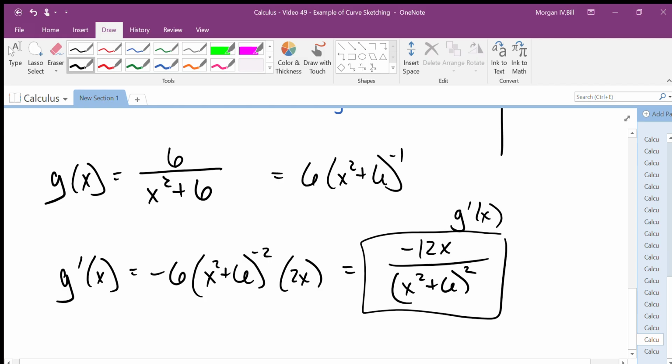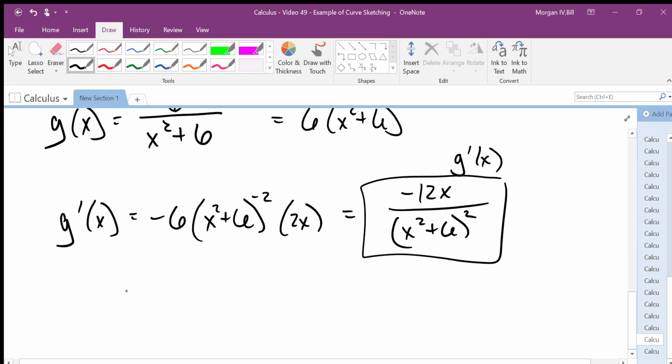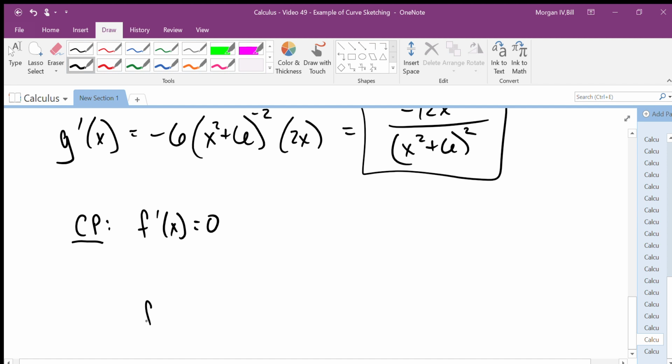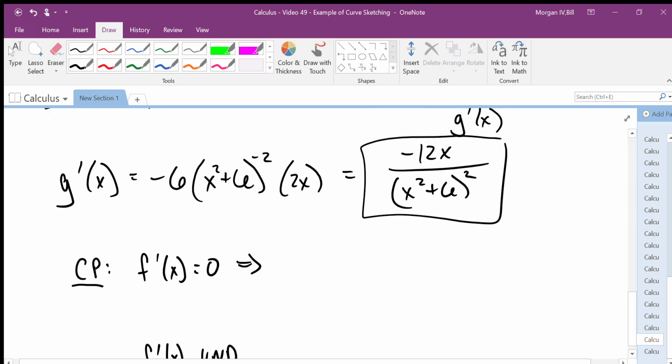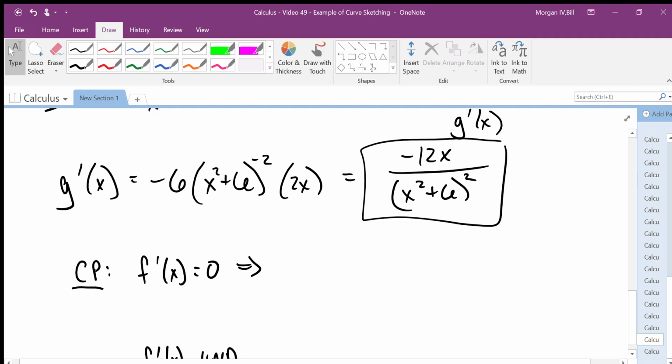Okay, so the critical points. We'll need to find critical points. Critical points occur when the first derivative is equal to 0, or when the first derivative is undefined. So when is the first derivative equal to 0? That would occur when the numerator is equal to 0, when negative 12x is equal to 0. That one's not too bad. We'll divide by negative 12 and see that it happens when x is equal to 0. Okay, critical point right there.